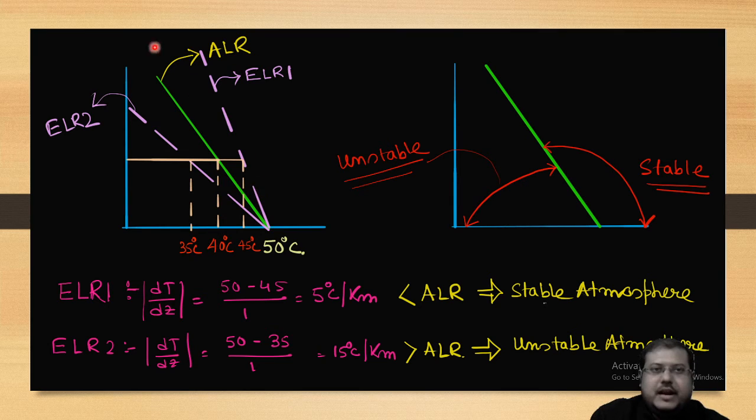If it's your ALR line, which segment of the ALR line is showing instability? Which segment means left hand side is showing what and right hand side is showing what. Just as an example, suppose this is your ALR line, and on the left hand side I have taken one ELR2 line, and an ELR1 line on the right hand side, in 1 kilometer.